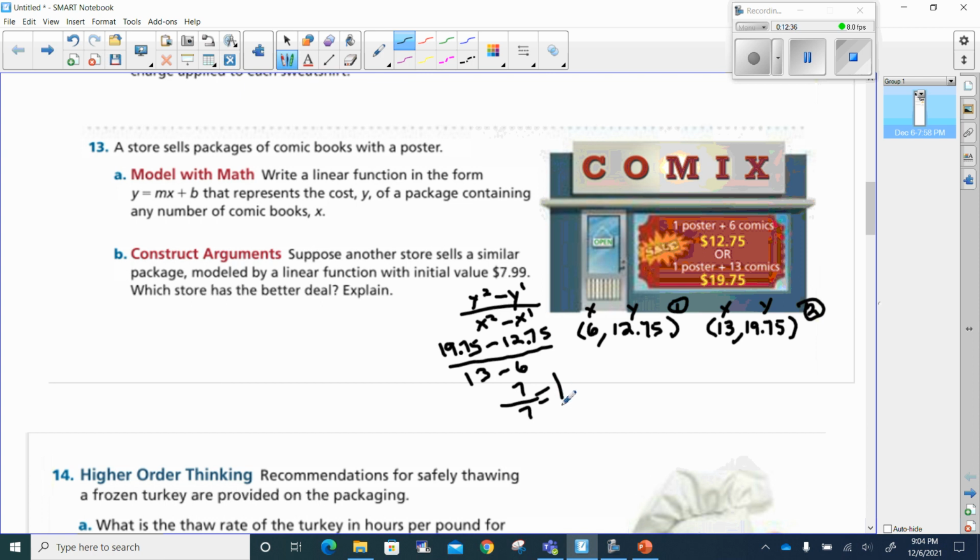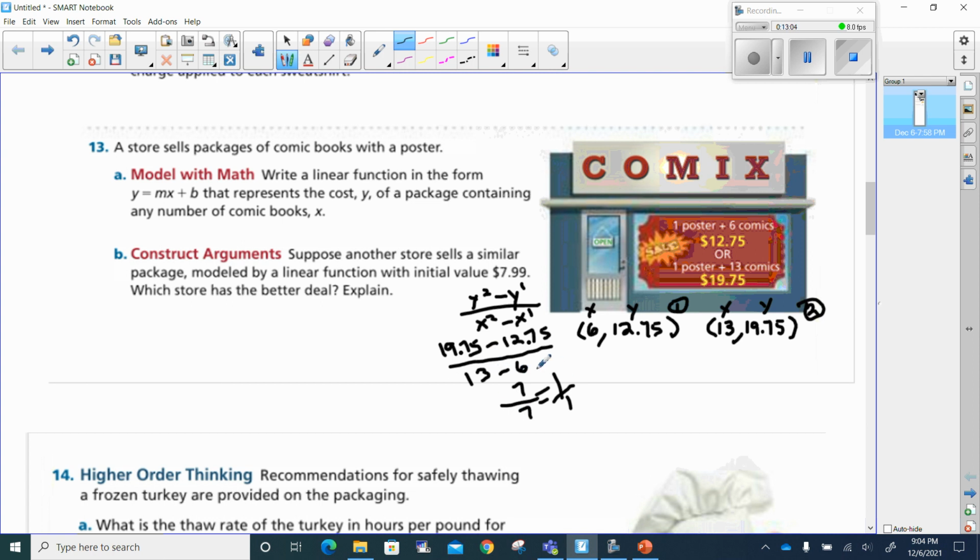Now, that means for every 1 I go over, 1 I go up. That helps me a lot here. Now remember, 1 poster and 6 comics gave me this. So I'm trying to find out what 0 will be, because obviously this poster is going to cost some money, right? So that tells me I'm going down 1 every time, right? And for every time I go down, I need to find out when I get to 0, right?